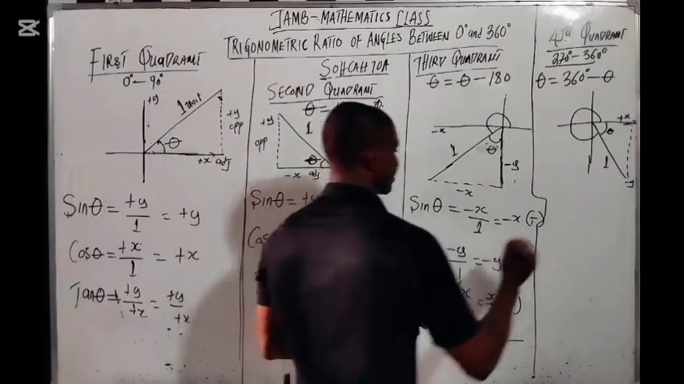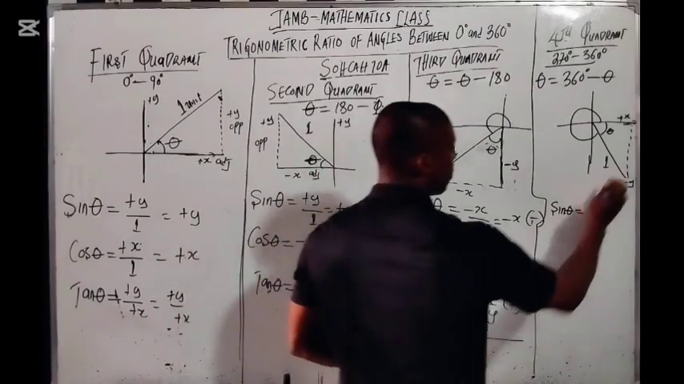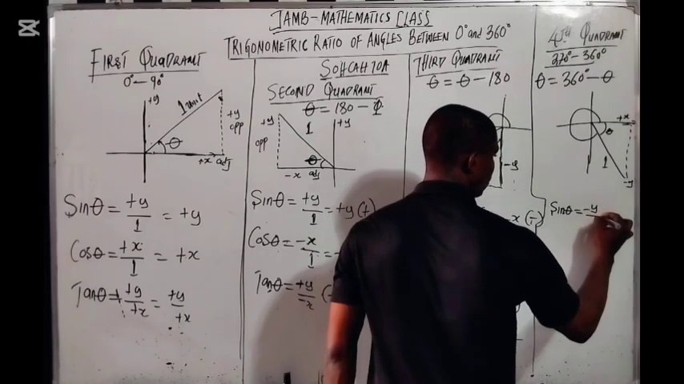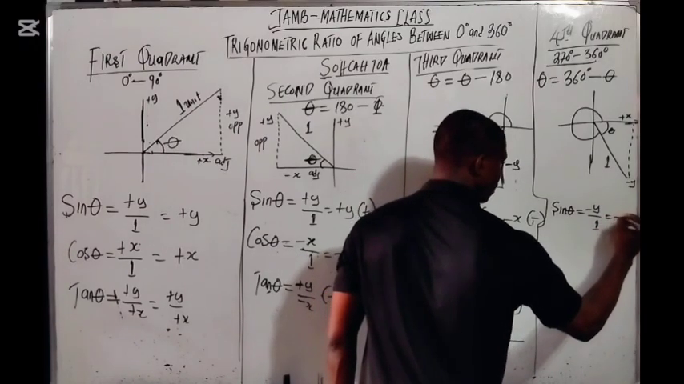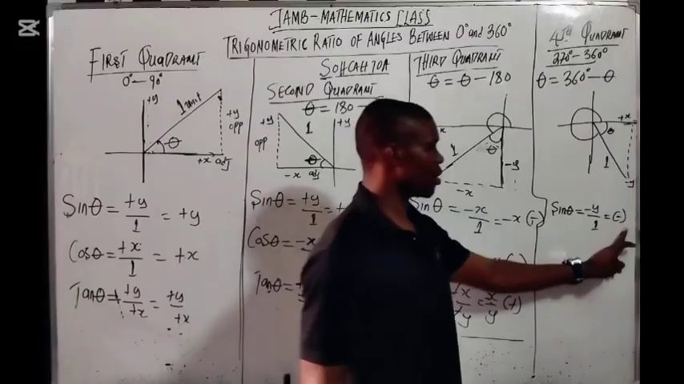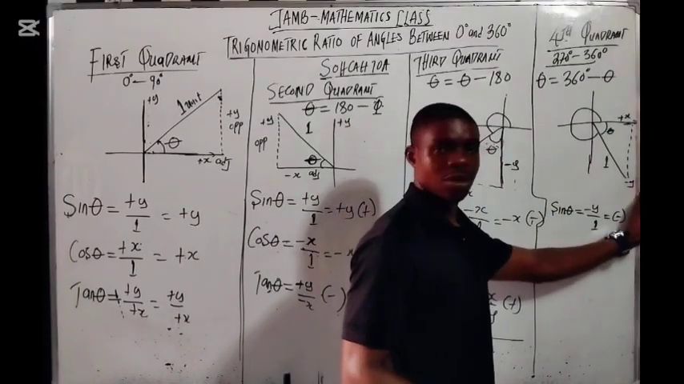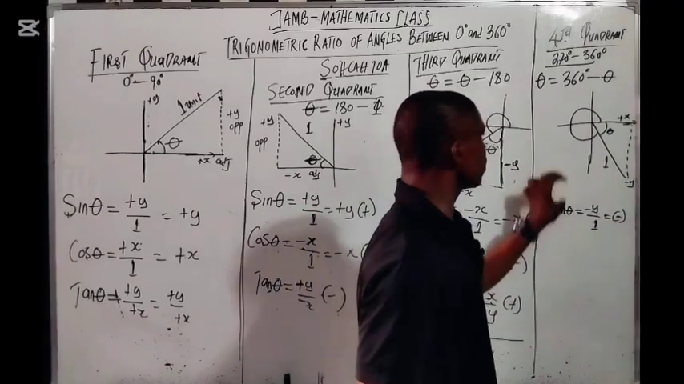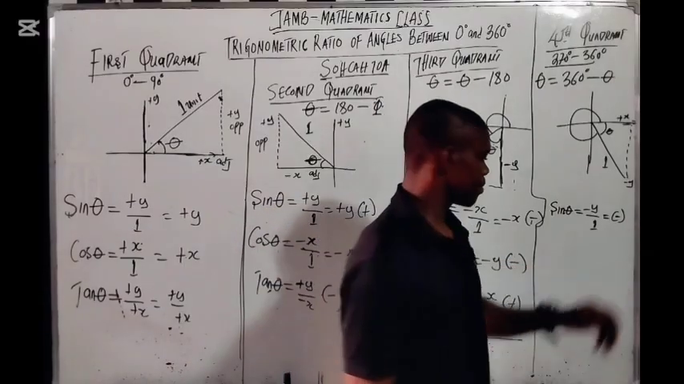So let's look at sin theta. Sin theta is equal to my opposite. What's my opposite here? My opposite is minus y, and my hypotenuse is 1. So it's going to be negative. Minus, why? Because here is my y as negative y. So in the fourth quadrant here, sin theta is negative. Just that.